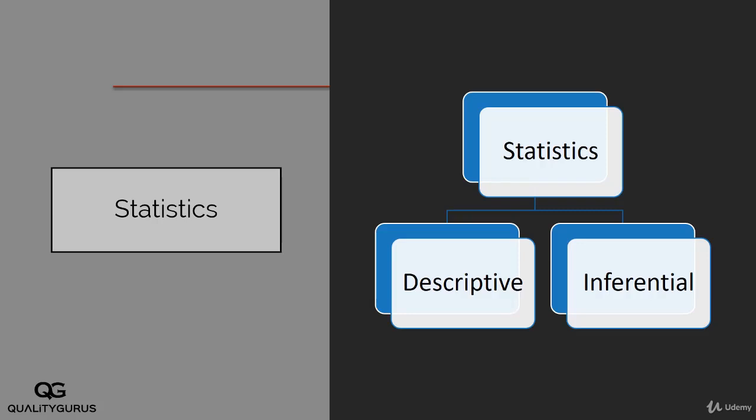When we say statistics, statistics is related to numbers. But this has two main branches. One is descriptive statistics and the second is inferential statistics. Descriptive is to describe, to tell. Inferential is to infer or guess about something.